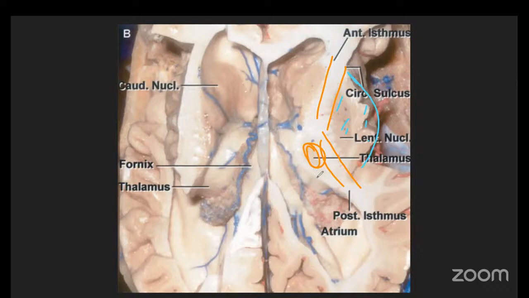And inside, you can see the lateral ventricles, atrium, etc. You can also see the choroid plexus. Thalamus is visible here. On this side, it has not been dissected. On the other side, it has been cut.